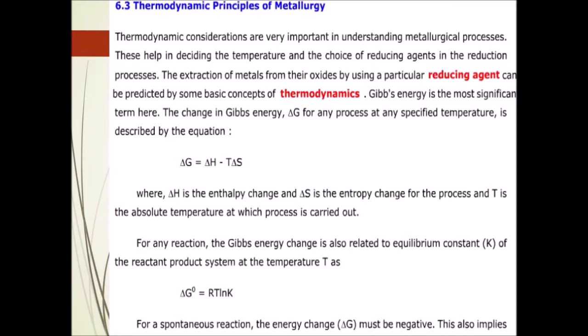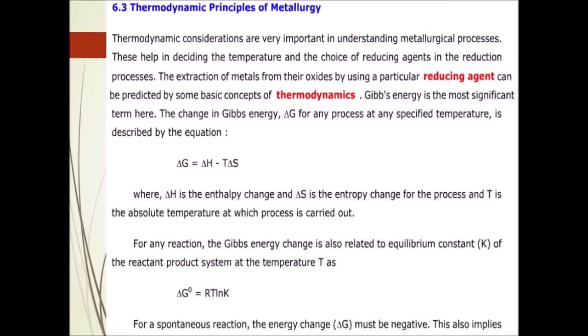We are aware that for a spontaneous process, always delta G must be negative. Remember this. For a spontaneous process, always delta G should be what? Negative. In the earlier classes of thermodynamics, we have already studied that the feasibility or the possibility of the reaction exists only if delta G is negative. If delta G is negative, then the reaction is spontaneous and it will move in the forward direction.